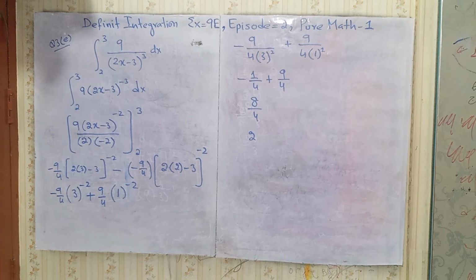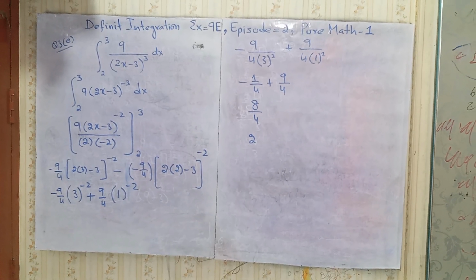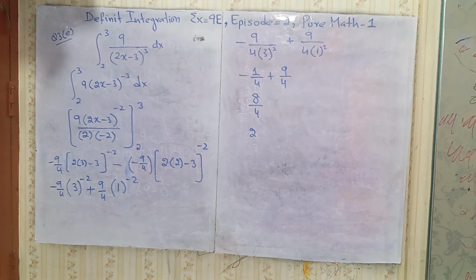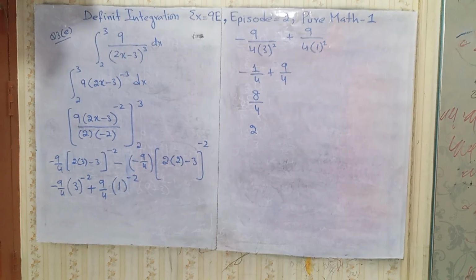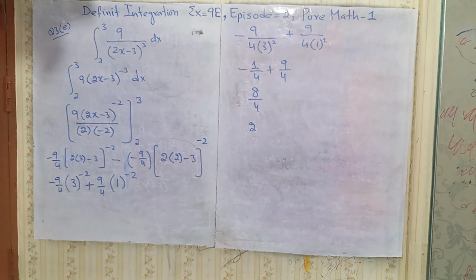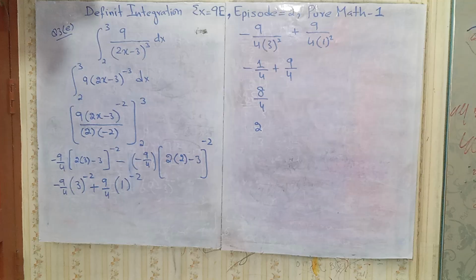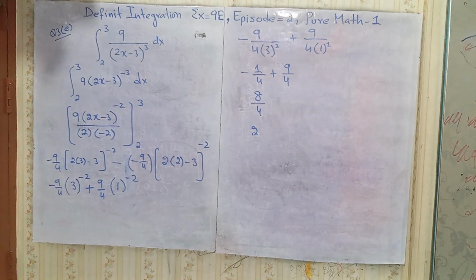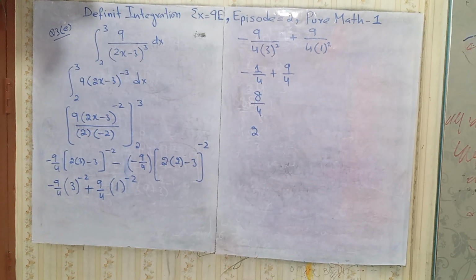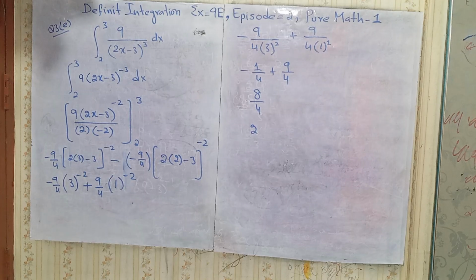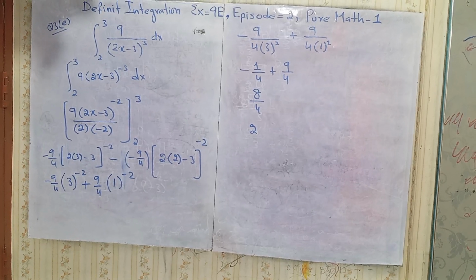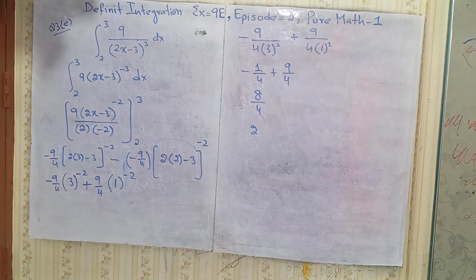With the same number, we will divide in the denominator. So minus 2 comes in the denominator, and the coefficient of x also comes in the denominator. That's why in the denominator you can see we have written 2 and minus 2. Now the limits are from 2 to 3. So you will have minus 9 divided by 4, and in place of x substitute 3.